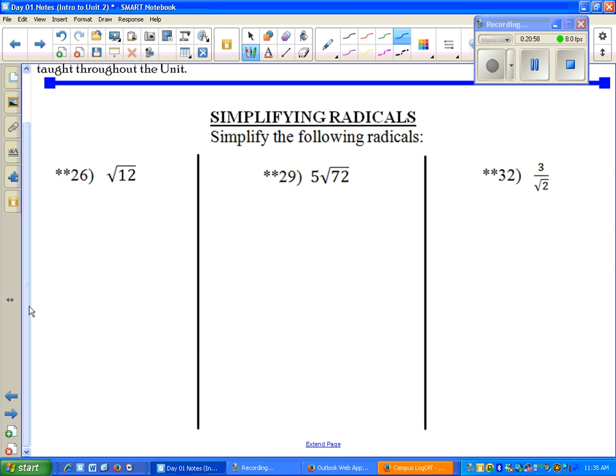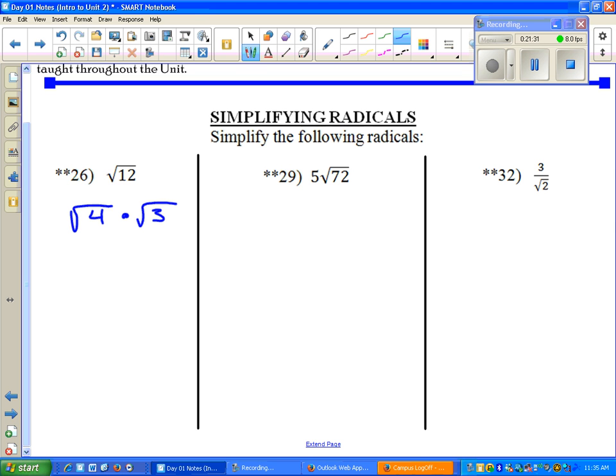4 times 4? 5 times 5? 6 times 6? 7 times 7? 8 times 8? 9 times 9? 10 times 10? 11 times 11? 12 times 12? 13 times 13? 14 times 14? 196. 15 times 15? 225. 16 times 16? Bam, good job.